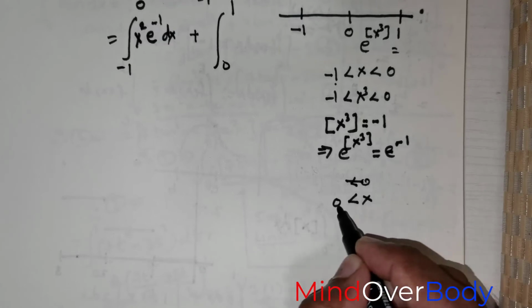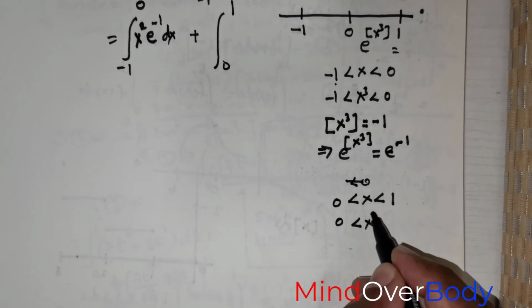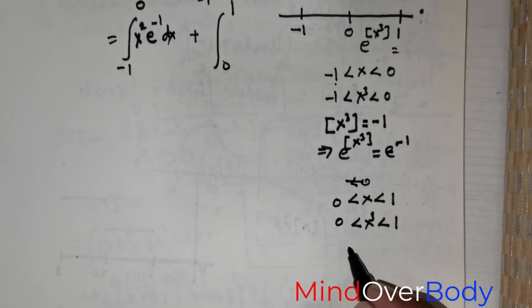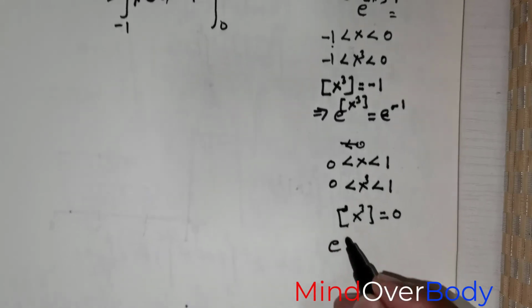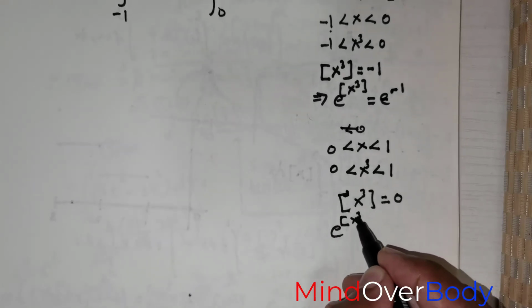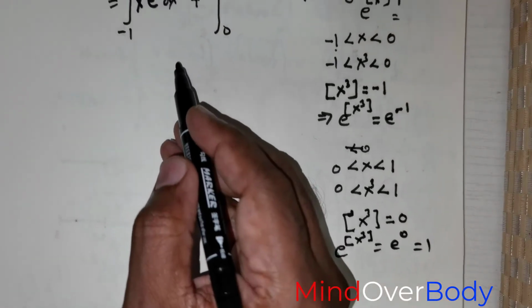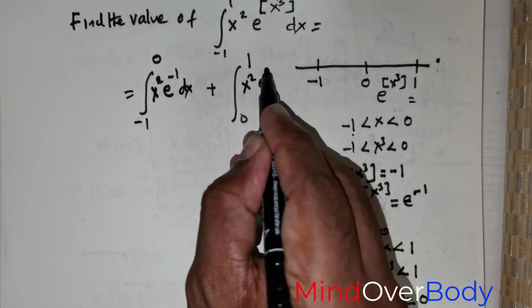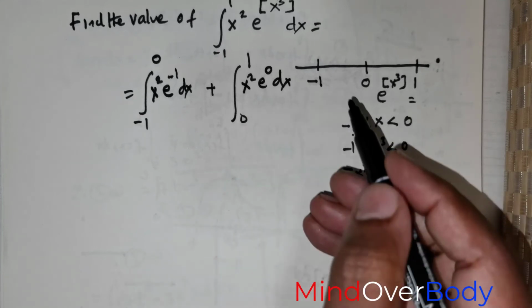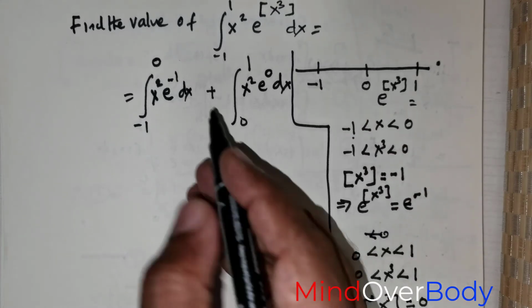So let me write that like this. x is between 0 and 1, and this would mean x cubed will be between 0 and 1, and the greatest integer of x cubed will be equal to 0. So this would mean e raised to the power of the greatest integer of x cubed is going to be e raised to the power of 0, which is equal to 1. So in this case, it's going to be x squared times e raised to the power of 0 times dx, which I can easily integrate.